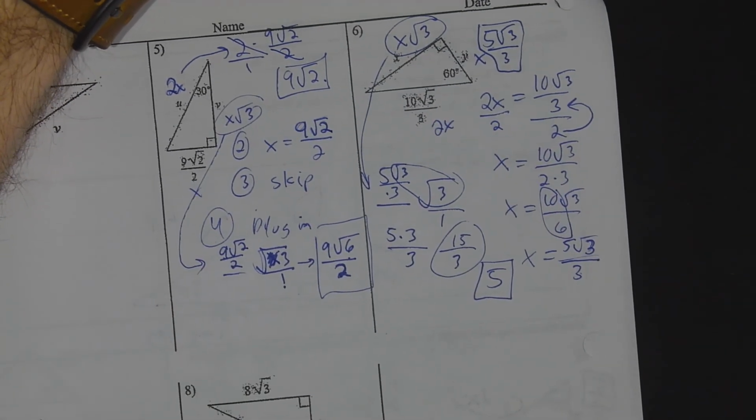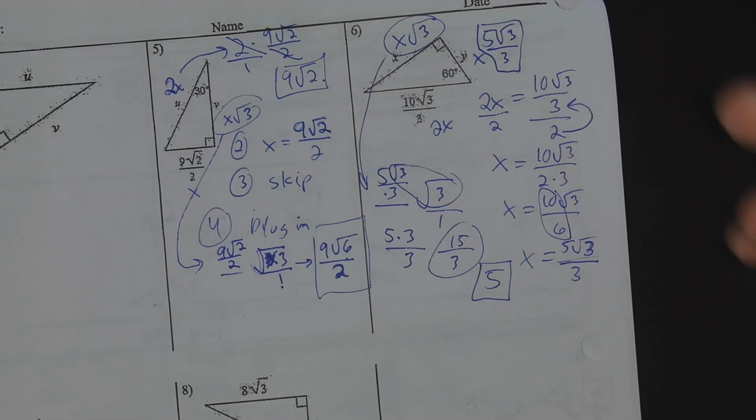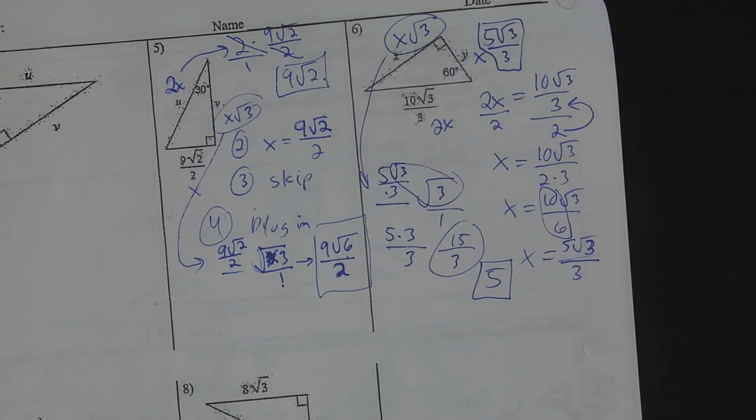So it's the exact same steps as 45, 45, 90, except you have 3 different side lengths now to label. But the process is the exact same. You're going to still label, set the given equal to the label, solve if necessary, and at the very end, plug x back in wherever you see it.